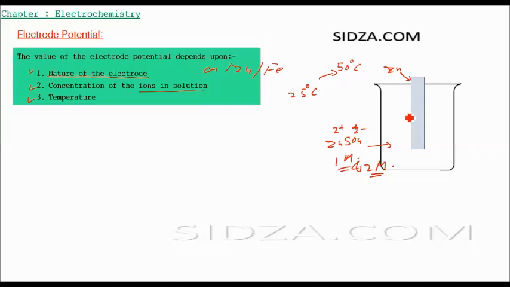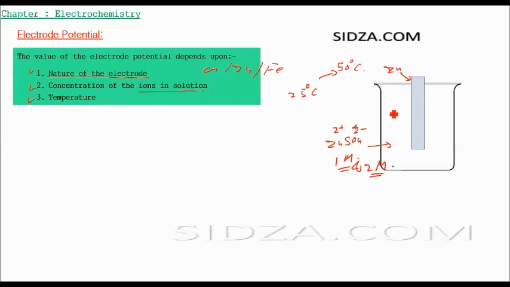So that means temperature also affects the electrode potential. And then we will discuss, in the Nernst equation, as I said, the quantitative effect of the concentration and the temperature on the electrode potential. But right now we can simply remember that electrode potential depends on the nature of the electrode, the concentration of the solution, and temperature. If you change any of these, electrode potential will change.